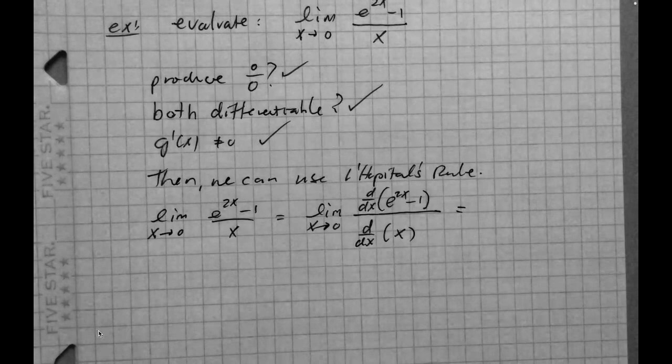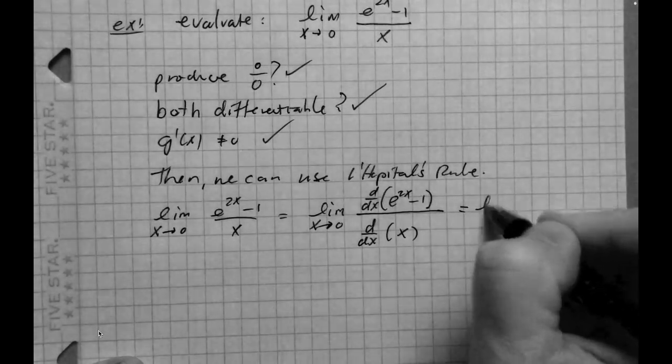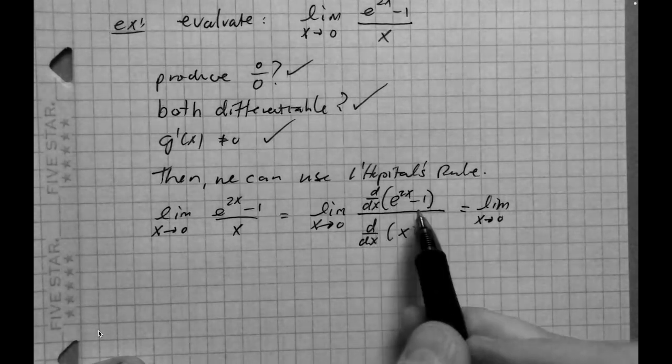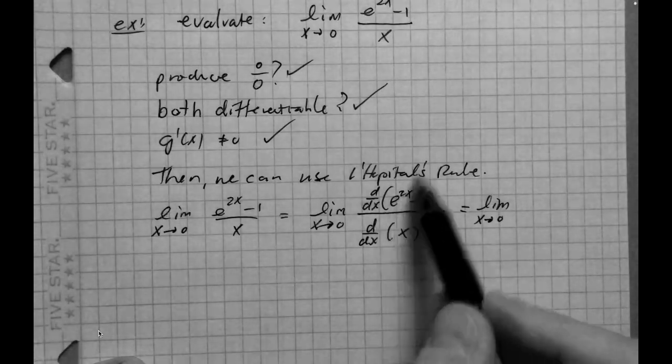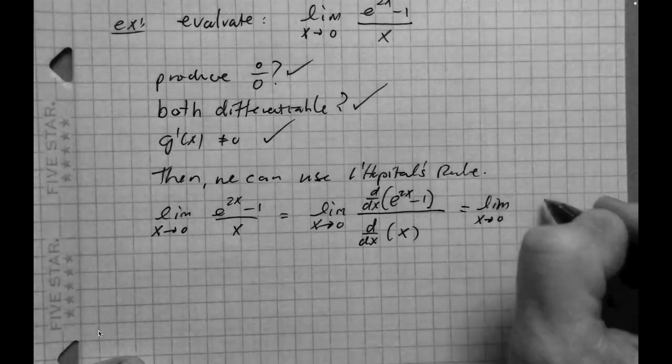So I'm being very intentional with all of this notation here. And so we can differentiate these easily. The derivative of e to the 2x minus 1 will just be what? 2 is the chain rule on this front piece here, so there'll be 2e to the 2x.